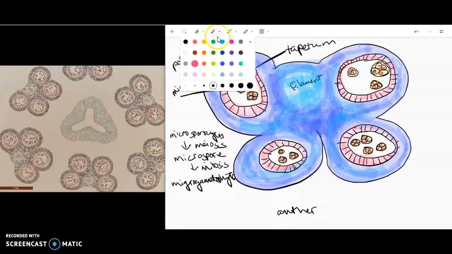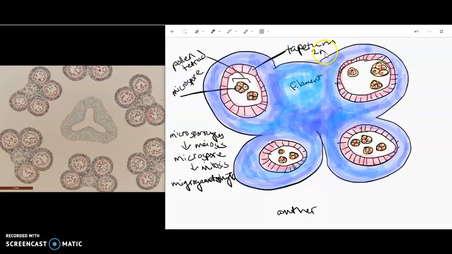Alright, so let's label the ploidy level. So the tapetum will be diploid. The pollen tetrads, each one of those cells in there is going to be haploid. The microspore itself will be haploid. And the anther is a mix depending on what stage you're at. So here we have both diploid and haploid together. The filament is diploid.